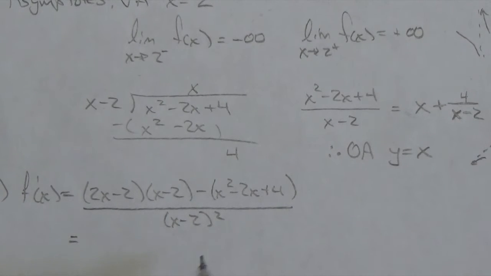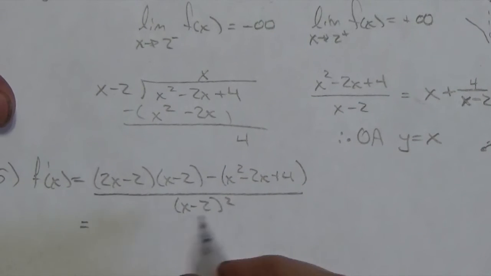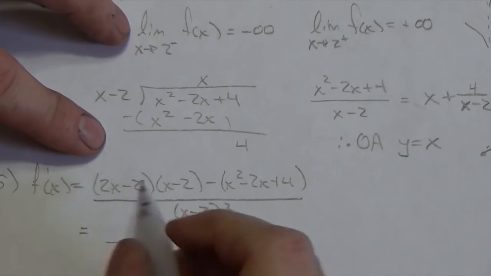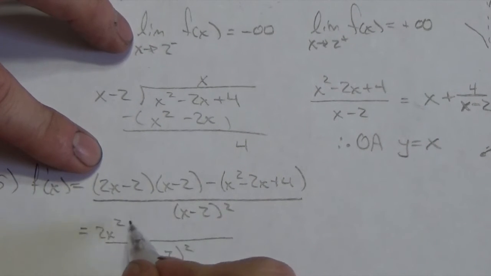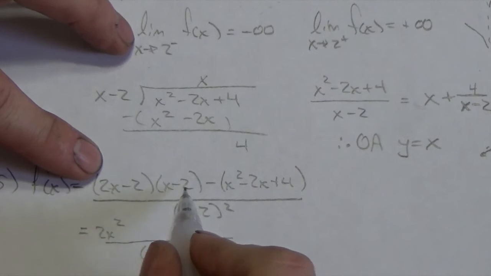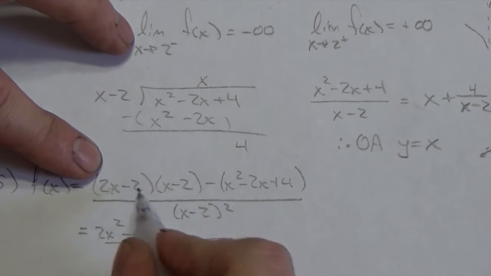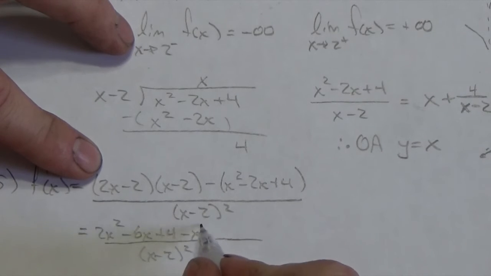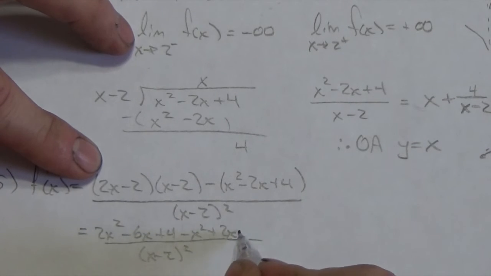Now, in this case right here, there's really nothing that I can factor out. The best that I can really hope to accomplish here is just to simplify the numerator a little bit. So I'm going to multiply this out here. That'll be 2x squared. What do I get here? Minus 4x minus 2, so minus 6x plus 4. Minus x squared plus 2x minus 4.